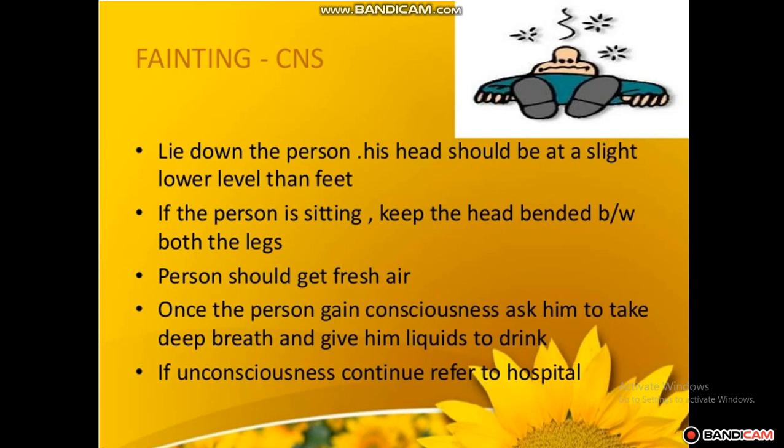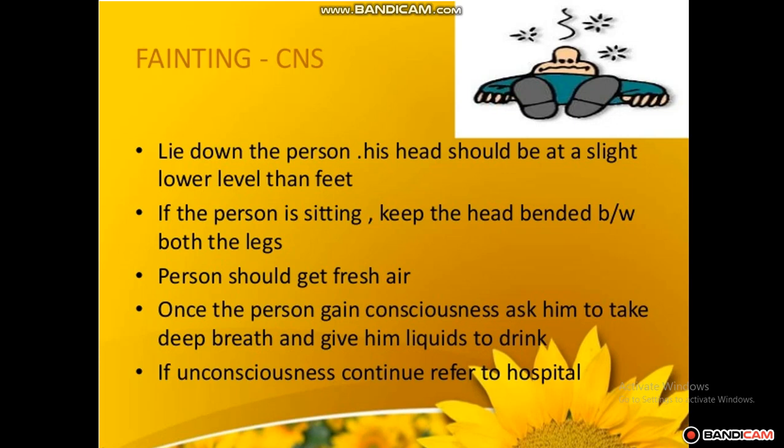Lie the person down with the head slightly lower than the feet, so we can prevent shock. If the person is sitting, keep the head bent down between the legs. The person should get fresh air and should not be congested.